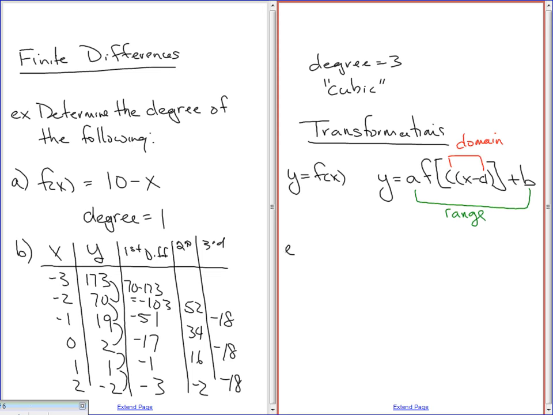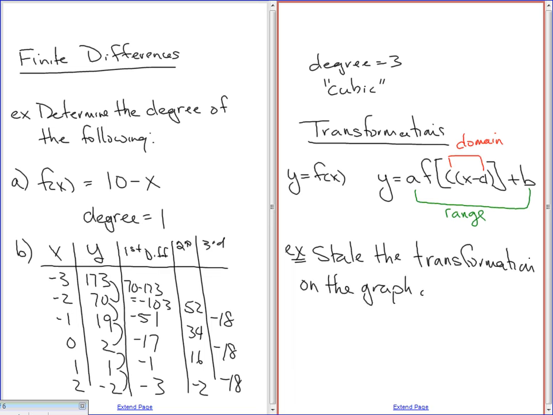I'm not going to go over every single thing, because it's in your guide, and you can review what each one of them does. So state the transformation on the graph of y is equal to x cubed. That's the parent function, the one we're transforming.